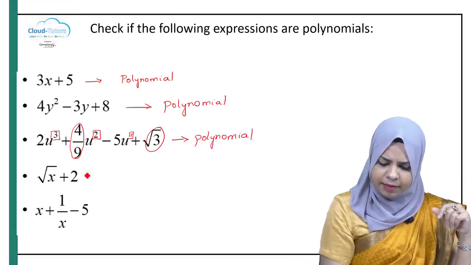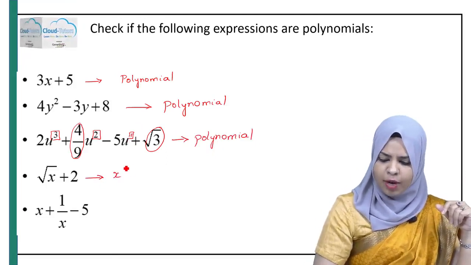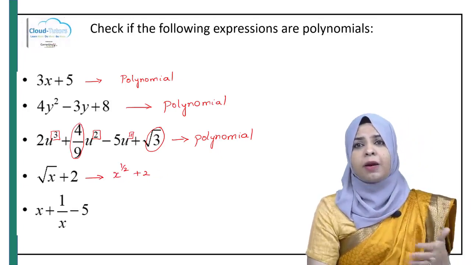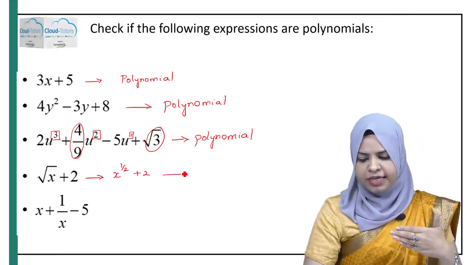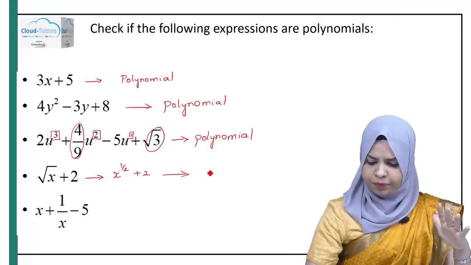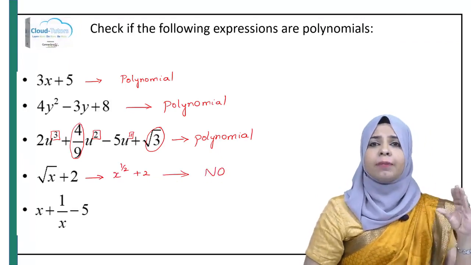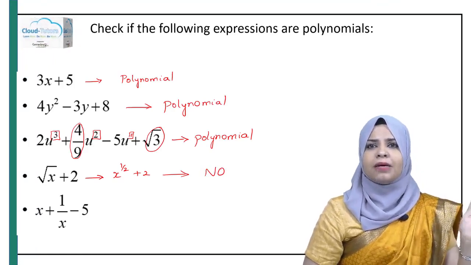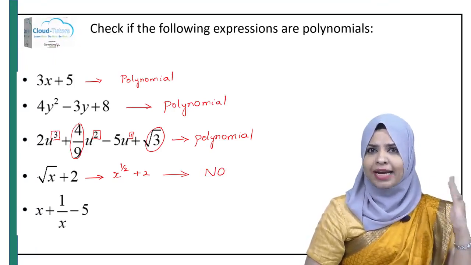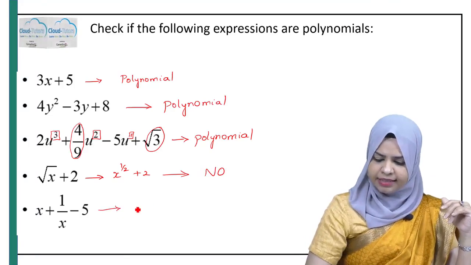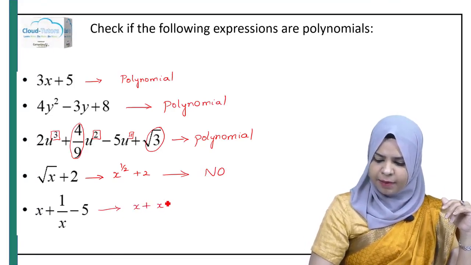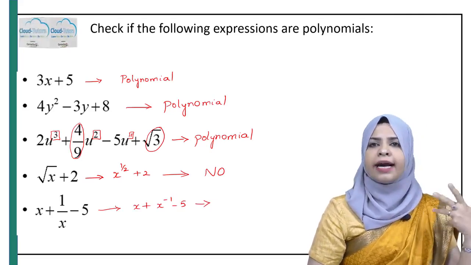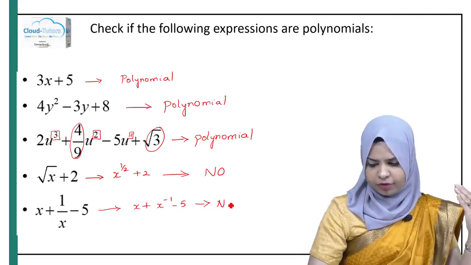In the second example, x power 1 by 2 plus 2. Is it a polynomial? No, because the degree of the variable is half. It is a rational number and not a non-negative integer. And in the next, it is x plus x power minus 1 minus 5. So it is again not a polynomial.